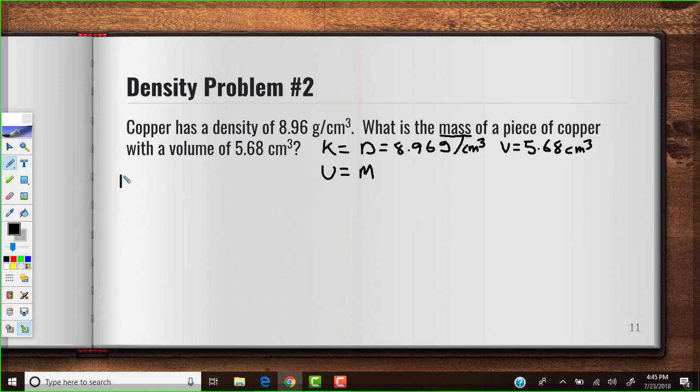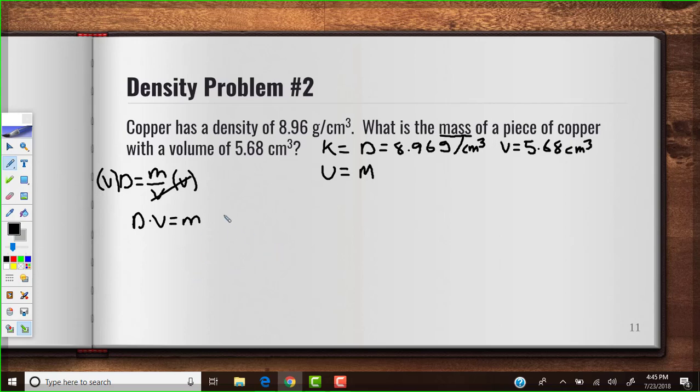I'll show both ways. So density equals mass over volume. Remember, we're trying to solve for mass, so we need to isolate that variable by itself. To do so, we need to multiply both sides by volume. Volumes cancel, so density times our volume is going to give us our mass. And then you can plug the numbers in and solve.